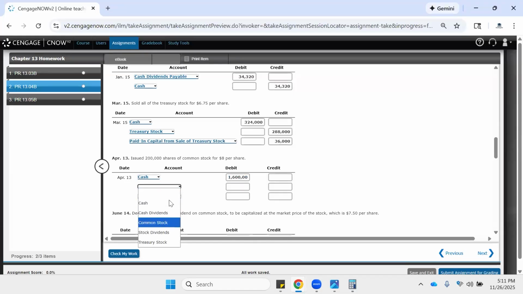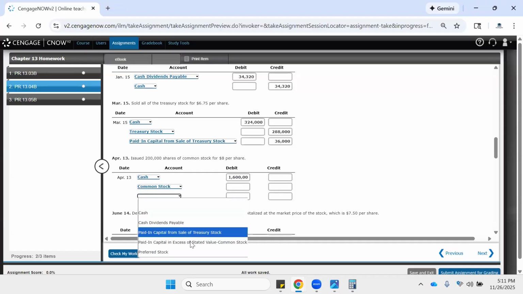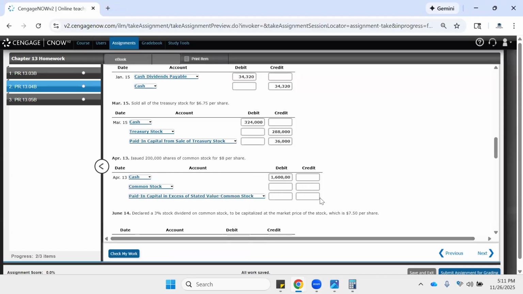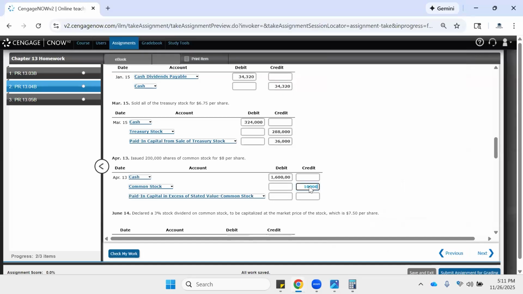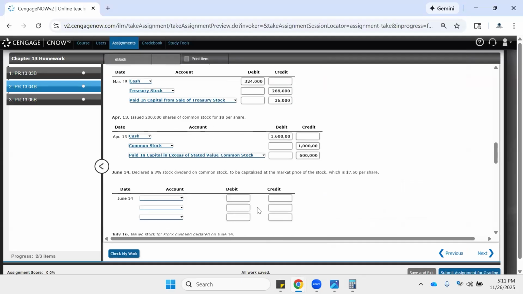We're going to credit common stock and paid-in capital in excess of stated value of common stock. If you remember, the stated value per share is $5 multiplied by 200,000 shares is $1 million in stated value. And $600,000 in paid-in capital in excess of stated value.